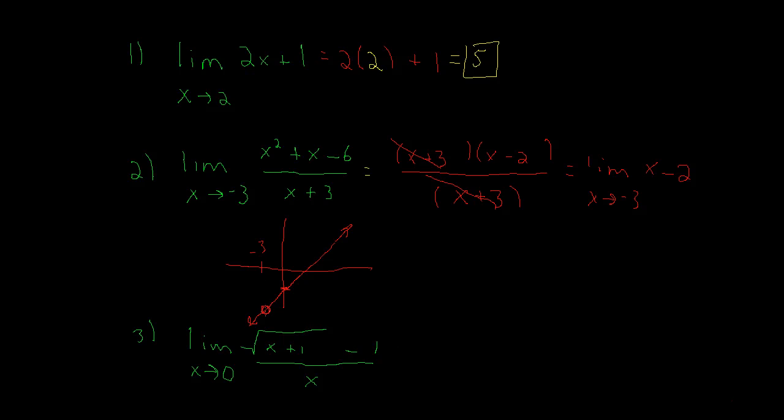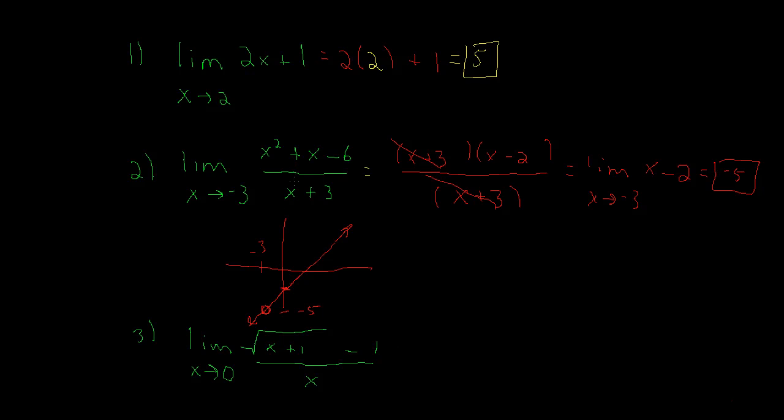Okay, but other than that hole, these graphs are identical. So really we're finding the limit of this thing right here, but if we find the limit of this thing, that's effectively doing the same thing. Now we can use direct substitution. Negative 3 minus 2 is negative 5. And it's no coincidence that our hole down here appears at negative 5. But since negative 3 wasn't in the domain of this function, we couldn't plug it in.